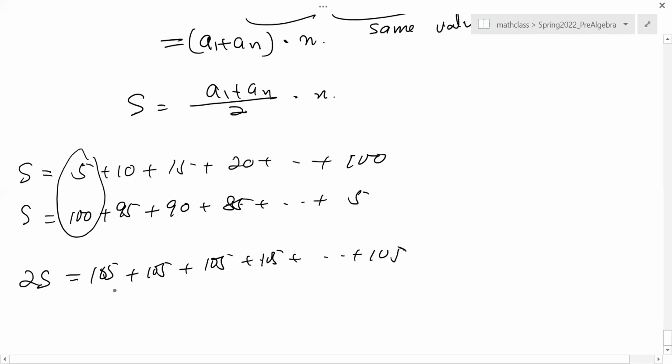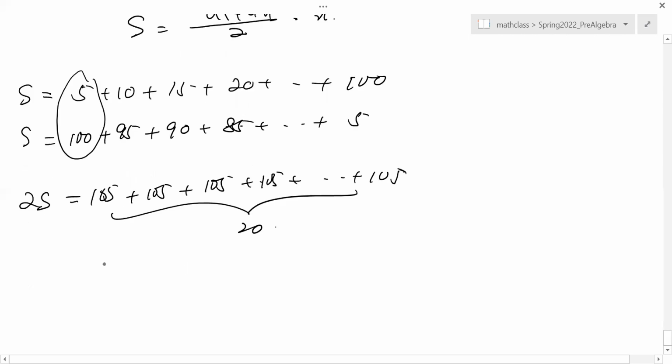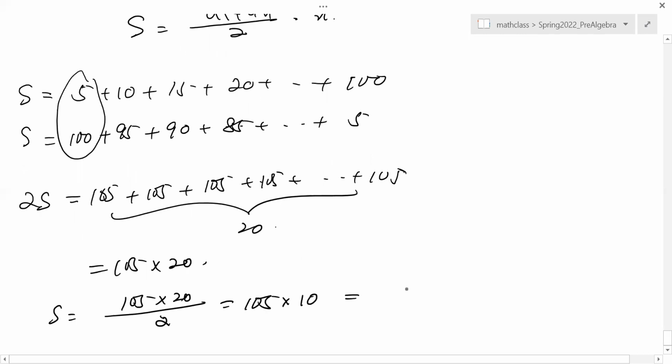All you need to know is how many terms. There are 20 terms. So that's why it's going to be 105 times 20. And then S is just 105 times 20 divided by 2. And 20 divided by 2 is 10. Right? So it's 1050. That's how we get the answer.